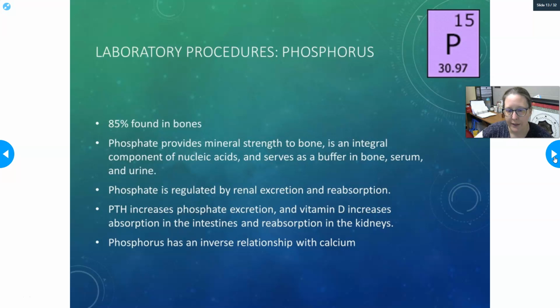It is regulated by renal excretion and reabsorption, so the kidneys maintain adequate phosphate levels in the blood. And parathyroid hormone, when it's released, will increase phosphate excretion in exchange for calcium reabsorption. So in an effort to reabsorb more calcium, it will dump more phosphorus. Vitamin D will increase absorption in the intestines and reabsorption in the kidneys if vitamin D is present. Phosphorus usually has an inverse relationship with calcium, meaning if one goes up, the other goes down.